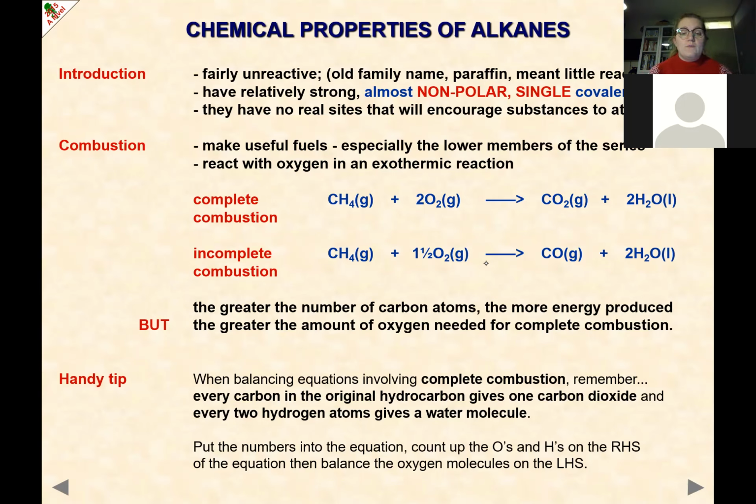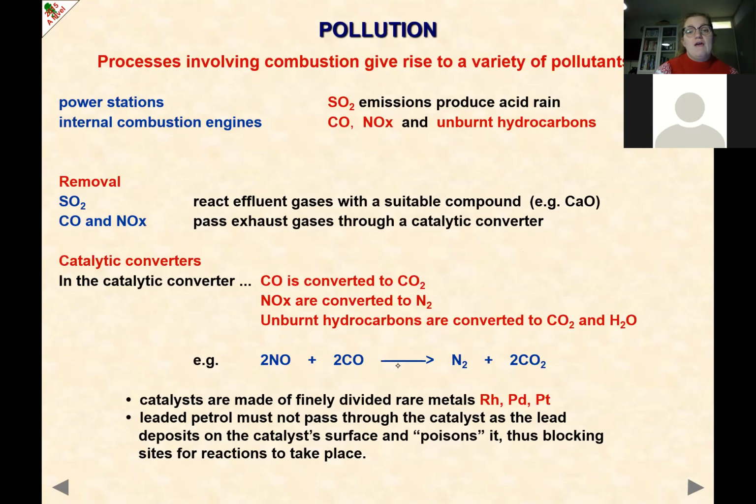So if you put all your numbers into your equation, you count up your oxygens and hydrogens on the right-hand side of the equation, then you'll balance the oxygen molecules on the left-hand side. Pollution and alkanes. Basically, combustion. Alkanes are good for combustion. However, combustion gives rise to a lot of pollutants.